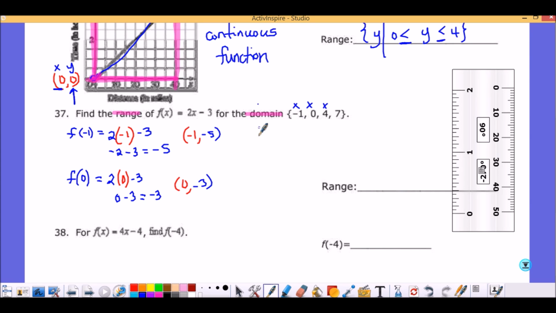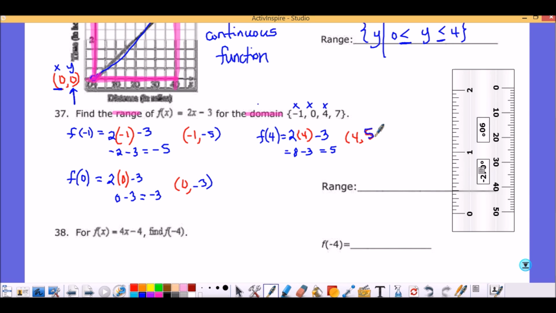Now what if I want x is equal to 4? That means every time I see the letter x, I want the number 4 in its place. So then I'm going to now solve when x is equal to 4. So this is going to be 8 minus 3, which is 5. So this means 4, comma, 5.